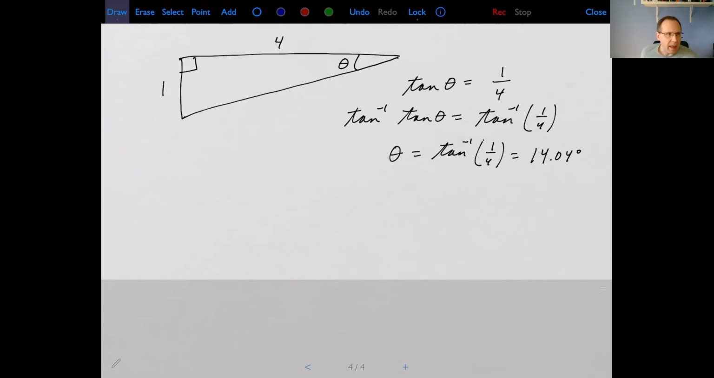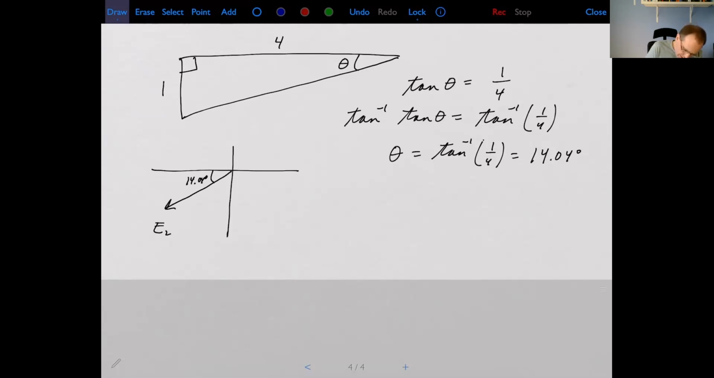Okay, so that's the angle that E2 makes with the negative x-axis. So basically it's the reference angle, right? So if I were to draw this out, let me draw out E2. Right, it's in the third quadrant. It looks something like this. We know that this angle is 14.04 degrees.